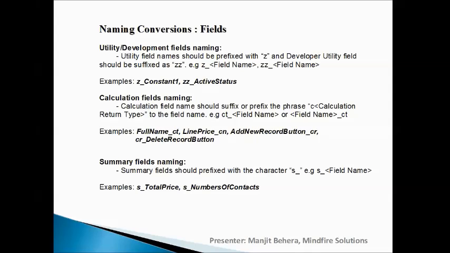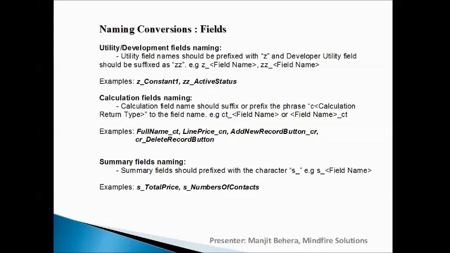Then the calculation fields naming. Calculation field naming should be suffixed or prefixed with a small c, which stands for calculation, followed by the return type. If it is returning text, it must follow the notation for text, that is t. If it is numeric, it is n. If it is time, it must have I. If it is returning a timestamp, then it must have m, and so on.